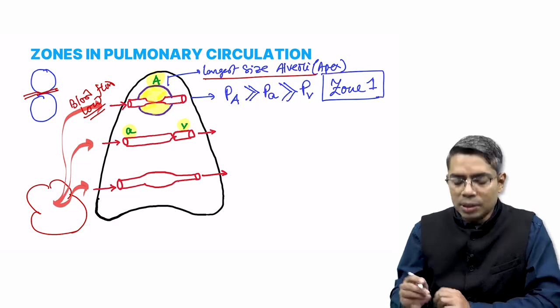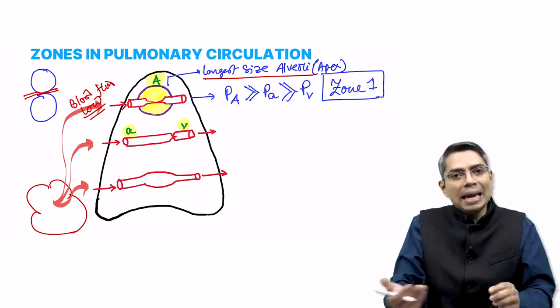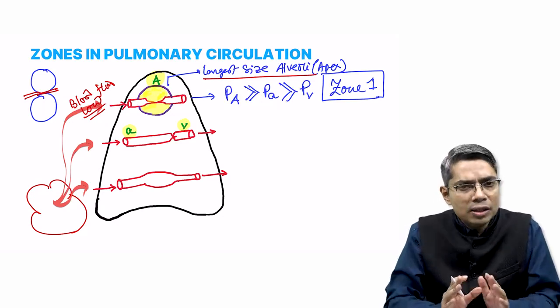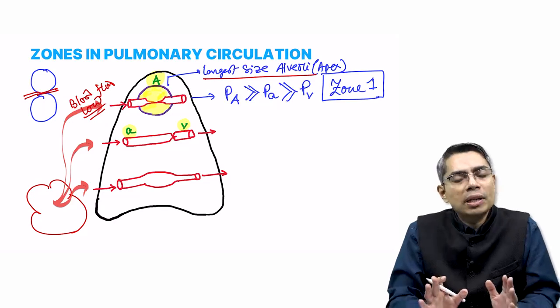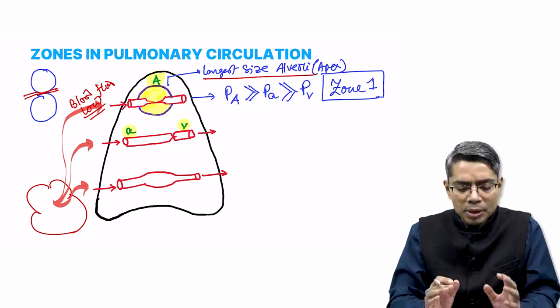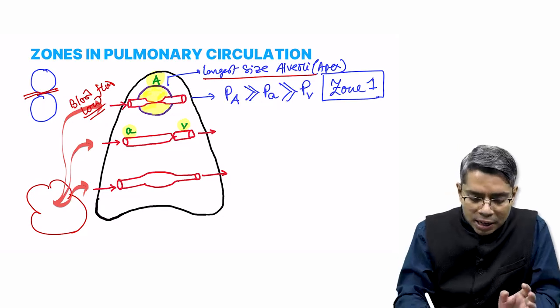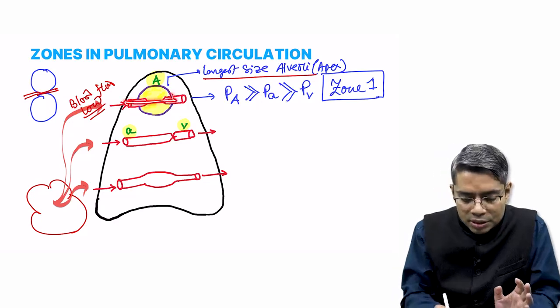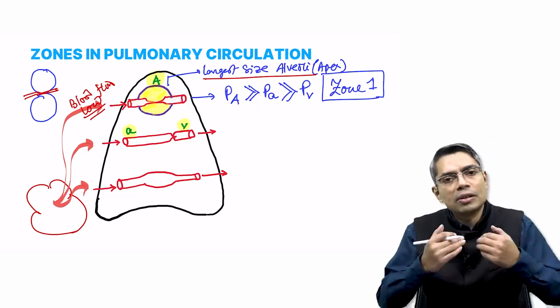So, zone 1 of the lung, where it may appear. Why am I saying may appear? Because in our lung there is no zone 1. Zone 1 is not possible in our lung. Why? Because we all know that there is blood flow in all the capillaries. There is no such alveoli where blood flow is 0. That is not there in a normal lung.